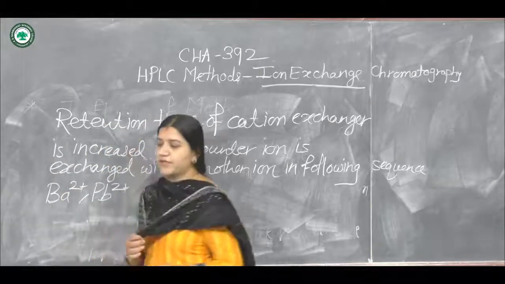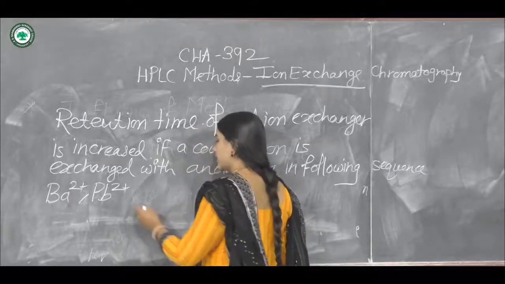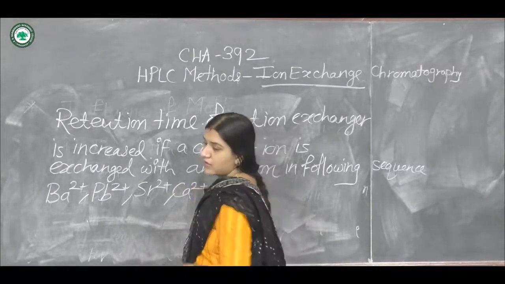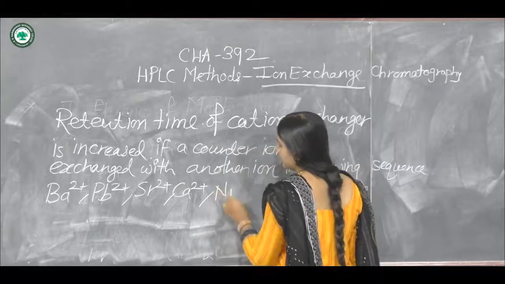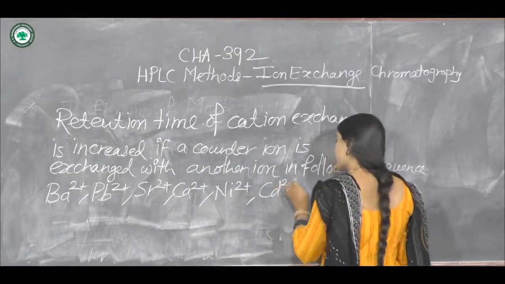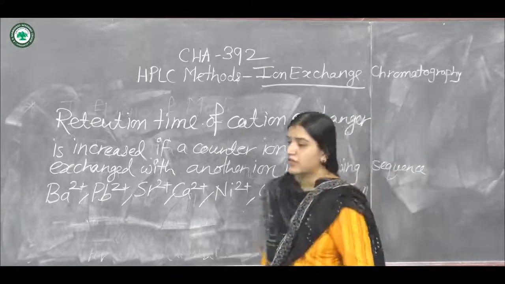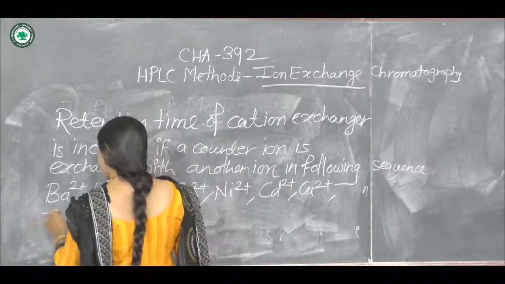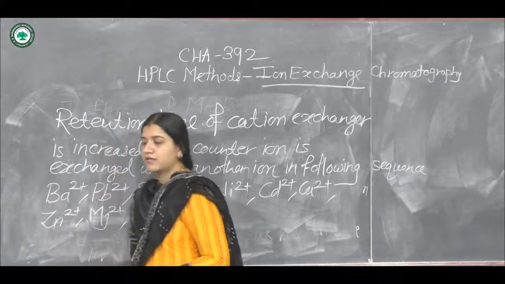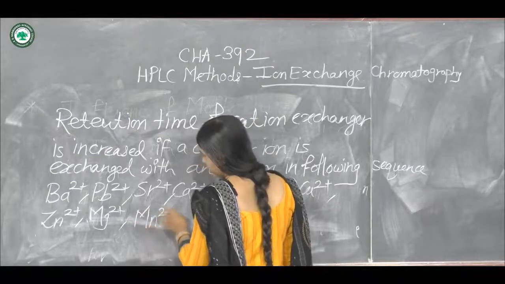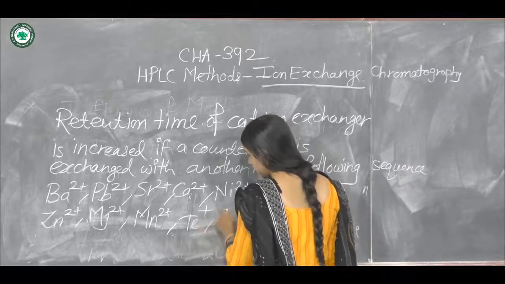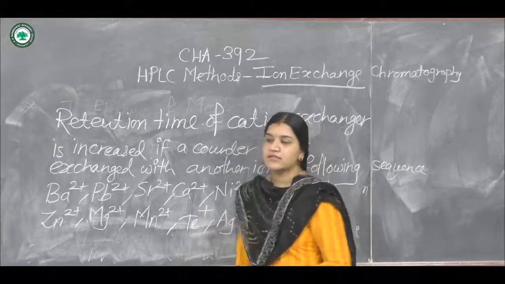then Pb2+, after that strontium 2+, after that calcium 2+, then nickel 2+, after the nickel, next one is cadmium 2+, then copper 2+, then zinc, magnesium, then manganese, after this thallium, then Ag+, then cesium.